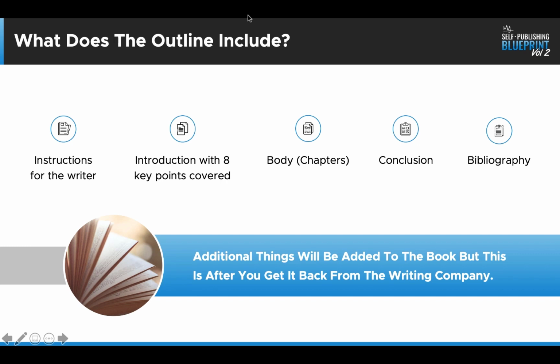Now, what does your outline include? So it includes your instructions to the right introduction with 8 key points covered, your body, chapters, conclusion, and bibliography. Additional things are going to be added to the book, but this is after you get it back from the writing company. So this is essentially what we want the writing company to take care of. I'm going to show you exactly how we're going to do this.